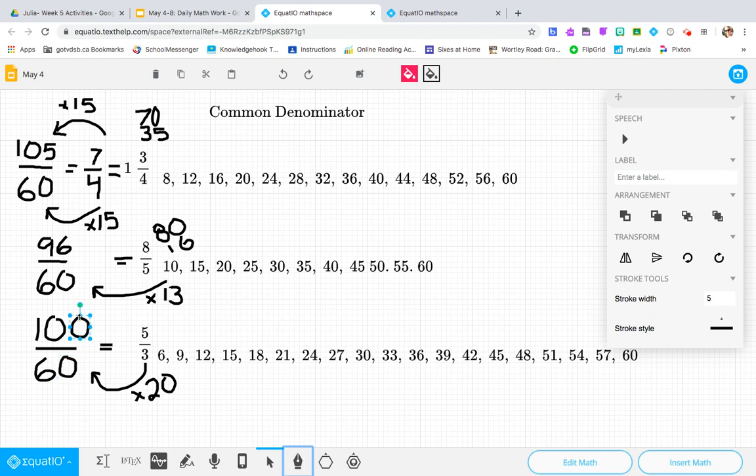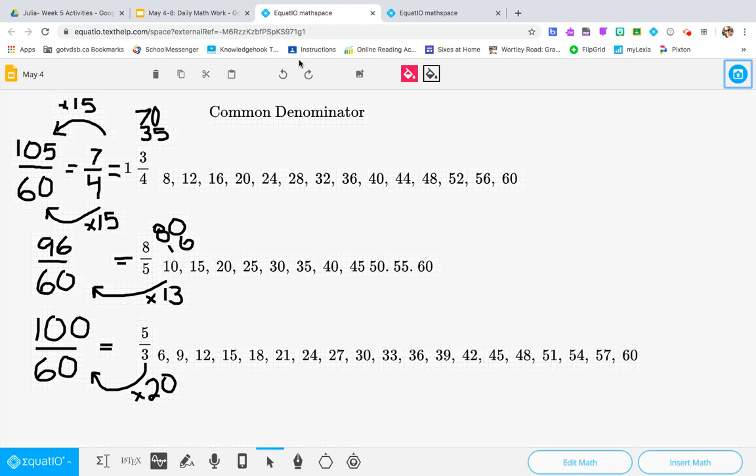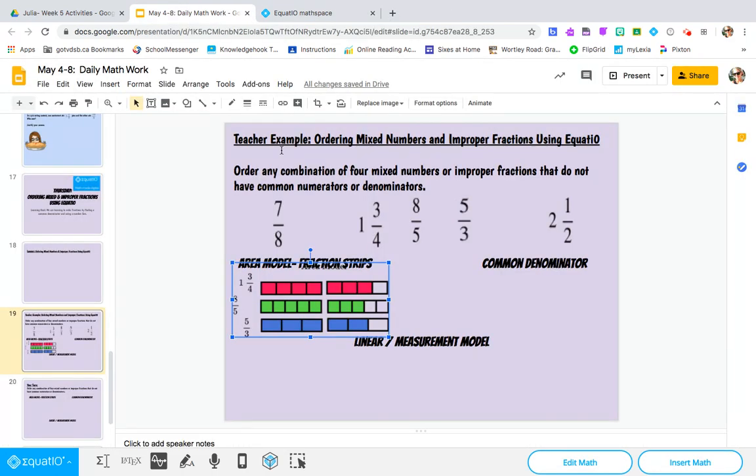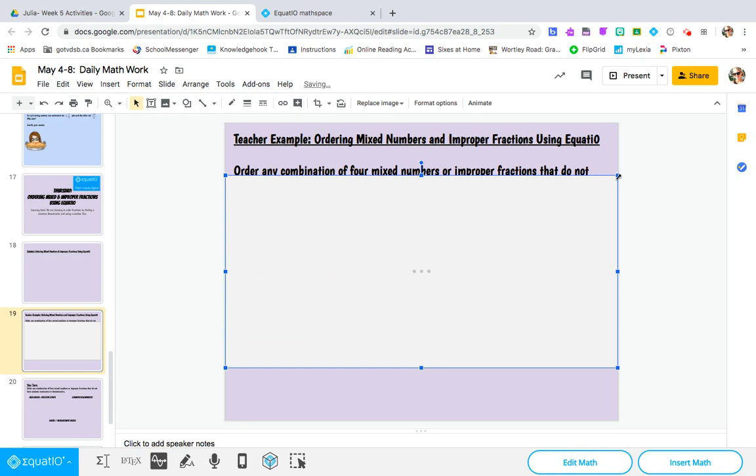Okay, so now that we have our equivalent fractions, we can again see and compare much more easily. We just have to compare the numerators. So 1 3/4 is the largest, followed by 5/3, and the smallest is 8/5. Let's go ahead and insert that big mess into our math slides. It's not really a big mess. It is showing all of our steps, and it does make it very clear.